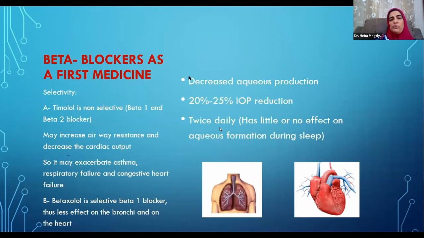But here it's very important to instruct the patient about the timing of the second dose of the beta blocker. Try to avoid the bedtime dose. Instruct the patient to use it in the early evening because the beta blockers have little or no effect on the aqueous formation during sleep. So if he puts it at the bedtime, it's a useless dose.